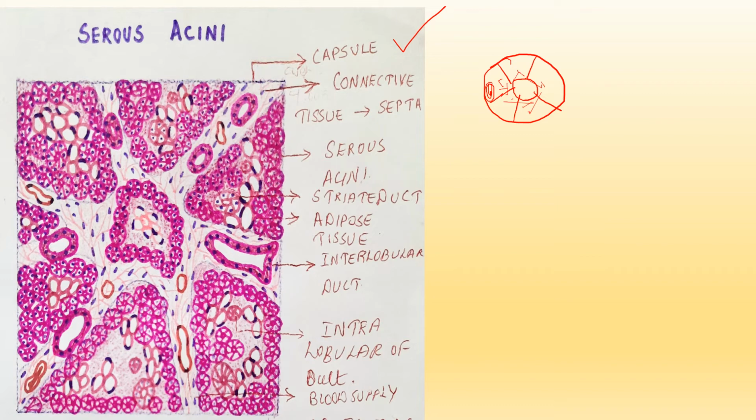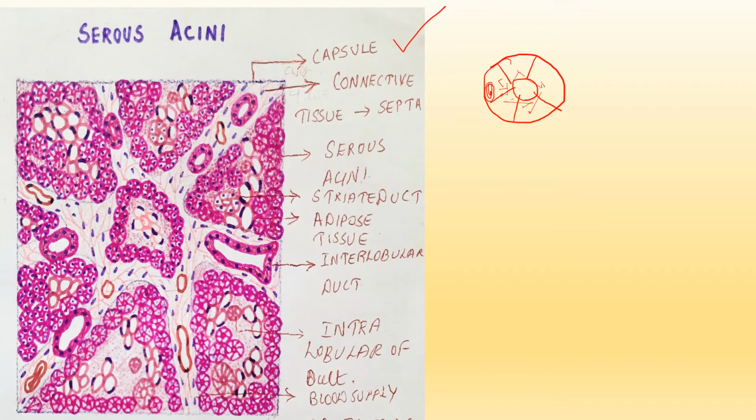cuboidal epithelium. And finally the interlobular duct gets converted into one interlobar duct. An interlobar duct finally drains into the main duct. So this interlobar duct gets converted into one pseudostratified columnar epithelium. Then finally it drains into the oral cavity. So this much about the histology of the serous gland.